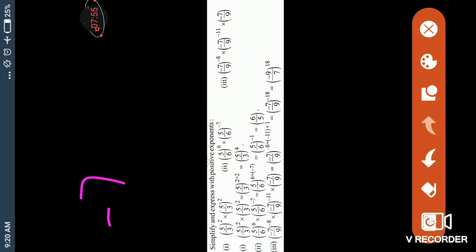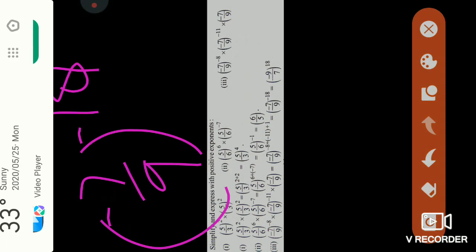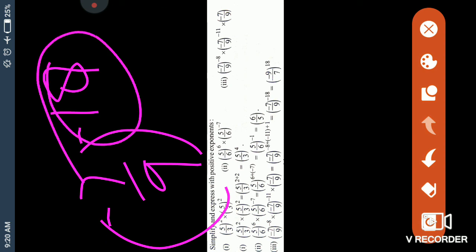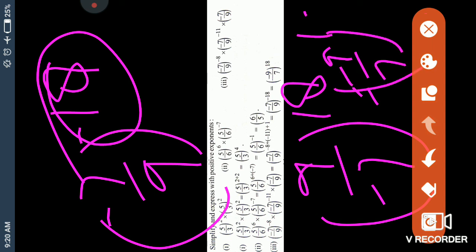Understand? So look here, (minus 7/9) to the power minus 18, and the power is in negative form, so we will take the reciprocal. It will become (9/7) to the power plus 18, and the minus will not remain in the denominator, so we will write (minus 9/7) to the power 18.